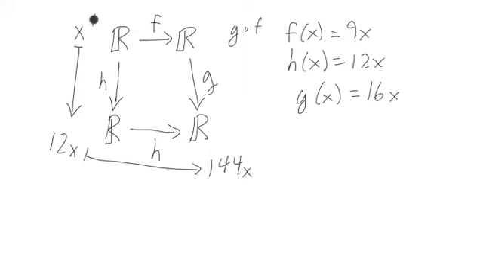Okay, going this way, what happens? Well, here we have 9x, and then running g, we multiply that by 16, and we end up getting 144x. Notice how these results are the same. This diagram is commutative. These are the only two points that have multiple paths between them, and it checks out. And so therefore, this diagram is commutative.